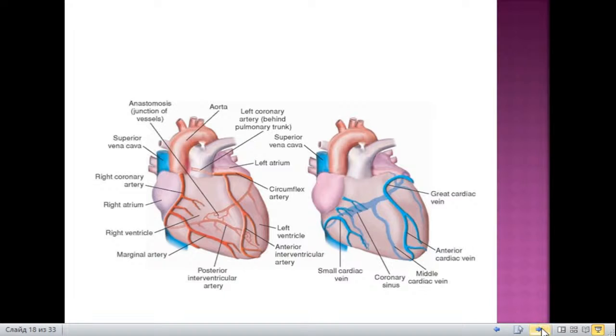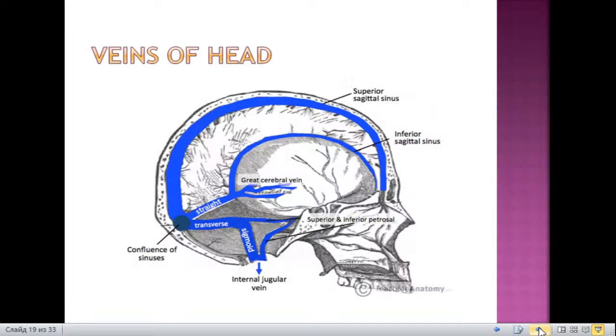That's all about the cardiac circulation. So you see, cardiac circulation is different with a great circulation. And so we begin to talk about the veins.